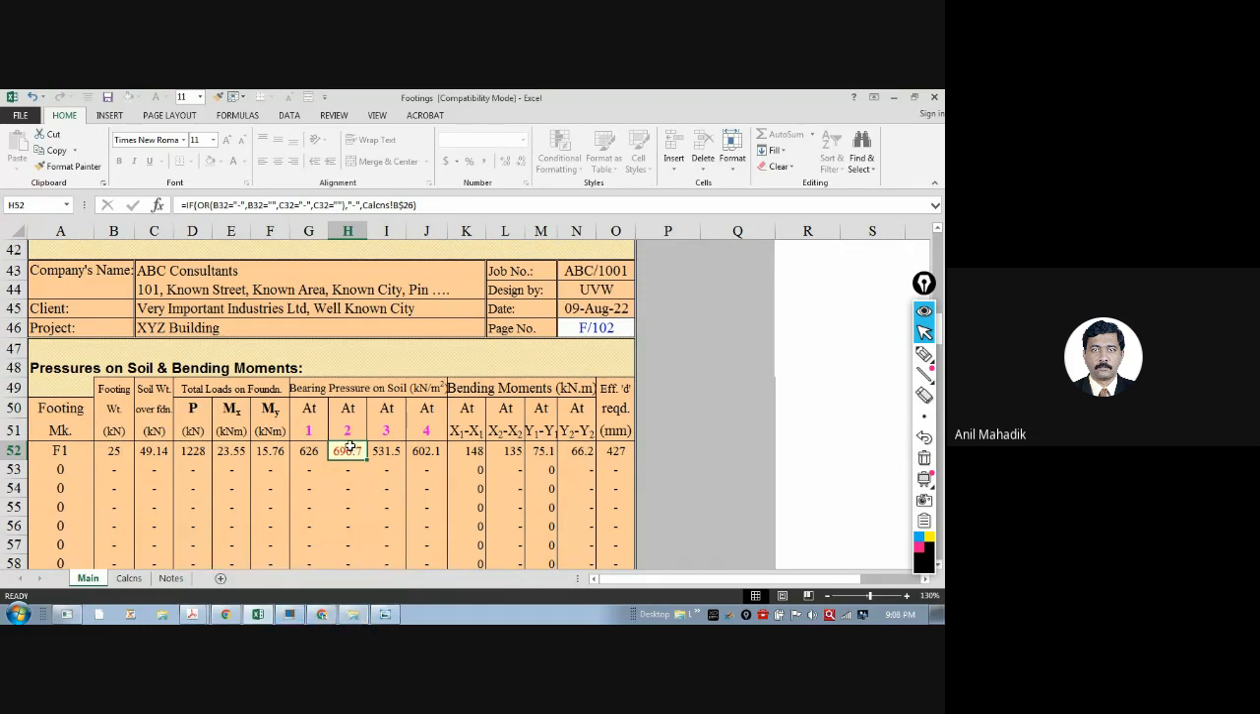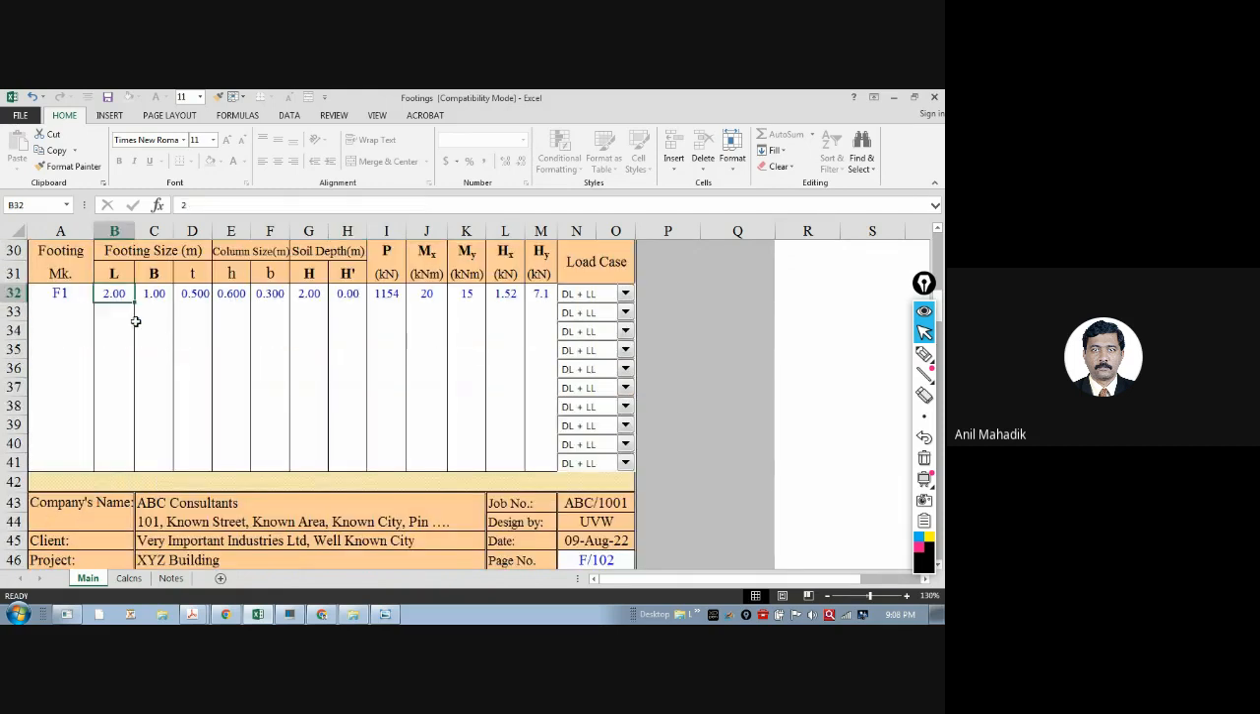So whatever these calculations are, there are calculations behind this: P by A plus Mx by Zx plus My by Zy. These calculations are done here behind in the program. So that means our pressure is not satisfied.